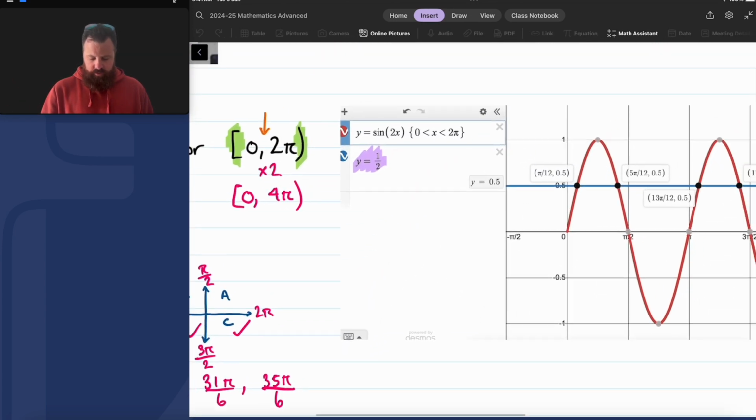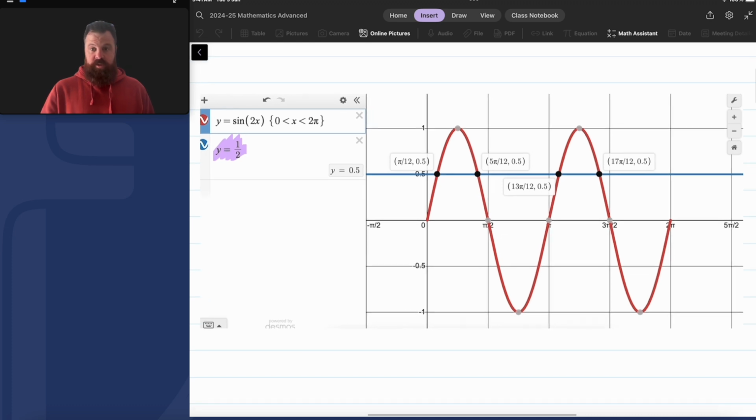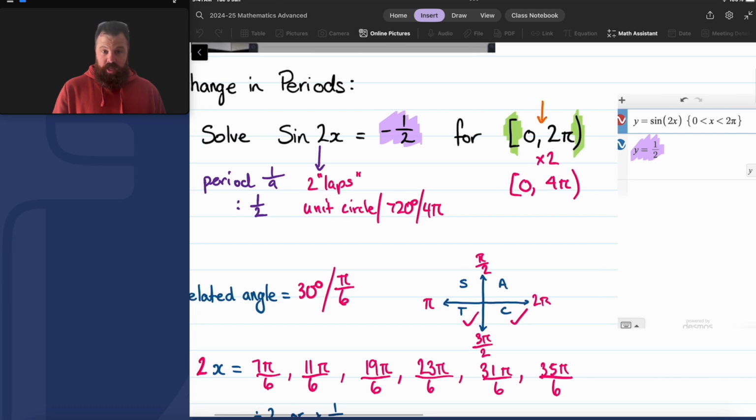Now when I have a look at this graph here, the first thing that I'm looking at is that solution, say pi on 12, 5 pi, 13 pi. I think I've done something wrong. But have a look at what I've got highlighted there. I've typed my graph wrong. I've typed y equals half. The blue line was y equals half. It should have been negative half.